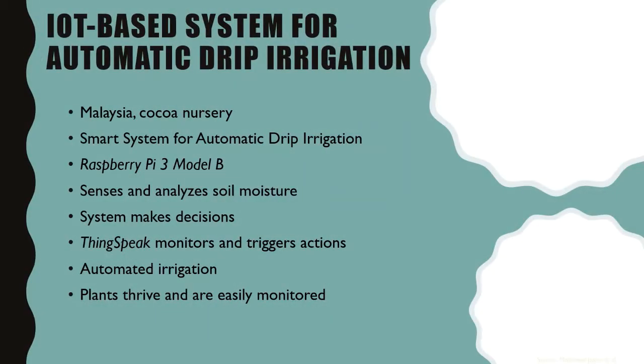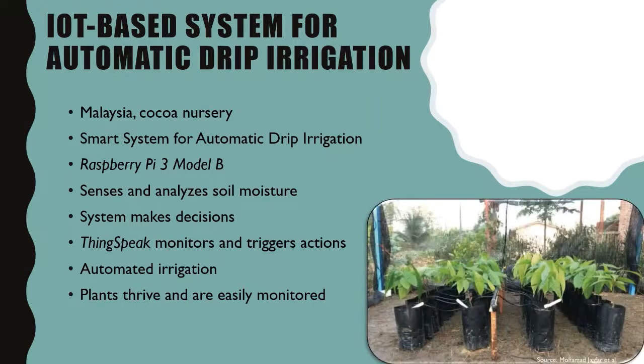In Malaysia, a cocoa nursery implemented a smart system for automatic drip irrigation designed to create optimal soil moisture conditions for healthy plant growth. They accomplished their system at a low cost using a Raspberry Pi 3 Model B, a powerful single board computer with wireless LAN and Bluetooth connectivity that retails at just $35.